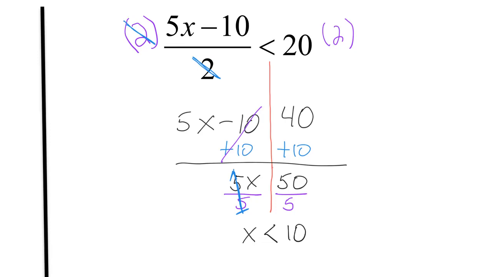Now notice that the x is on the left side, which is very common. So when you write down your set notation, you have x is such that, and we keep the x is less than 10.